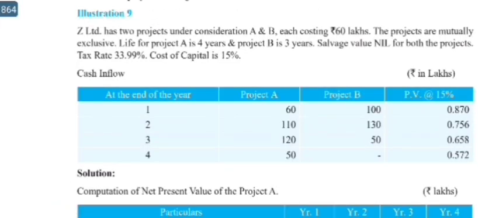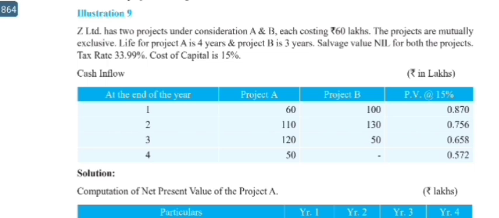Okay, let's see Illustration 9, which shows the net present value method. EZ Limited has two projects under consideration, A and B, each costing 60 lakh. The projects are mutually exclusive. That means both are different projects, and we cannot choose two at a time. We have to choose only one project, which we have to decide using the NPV method.